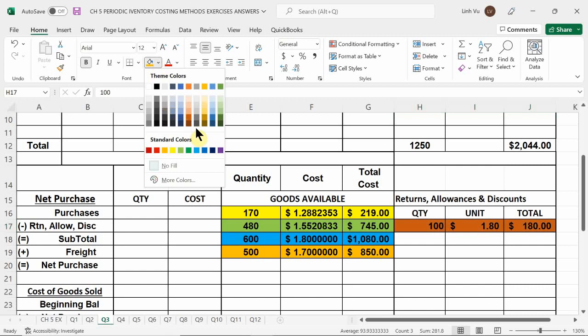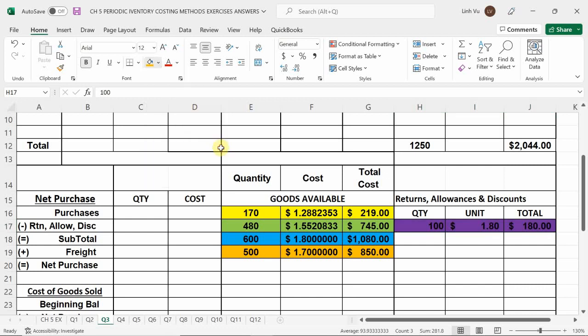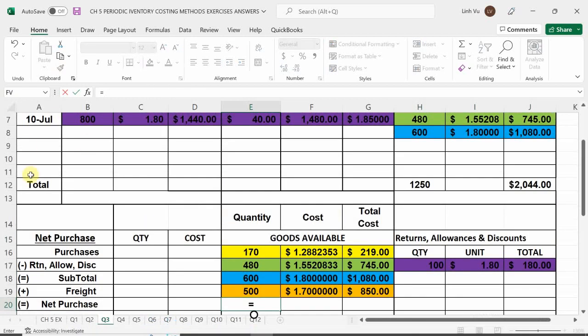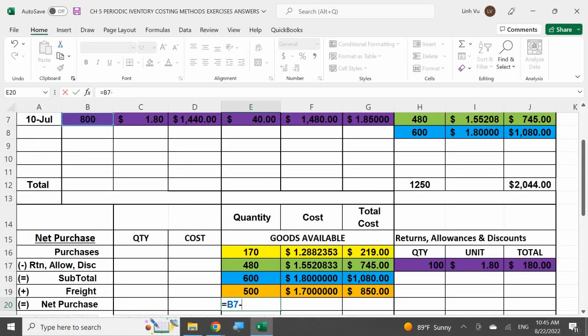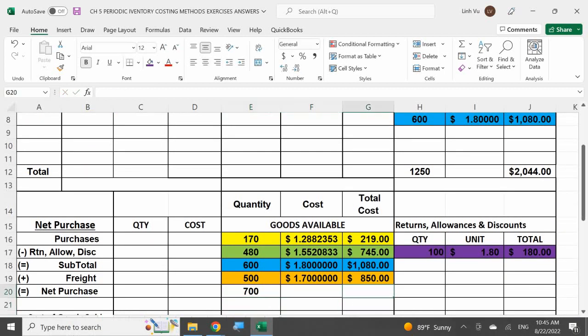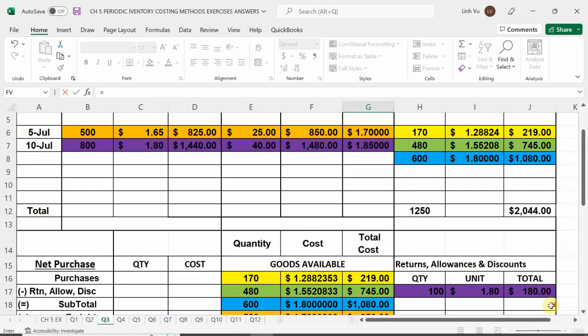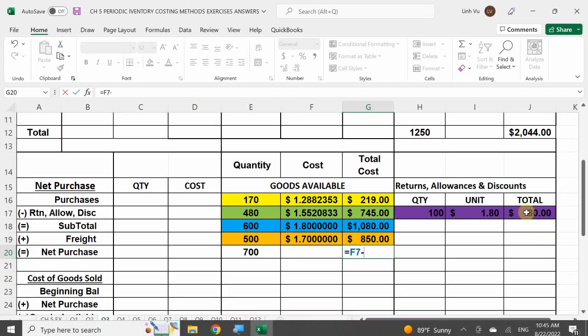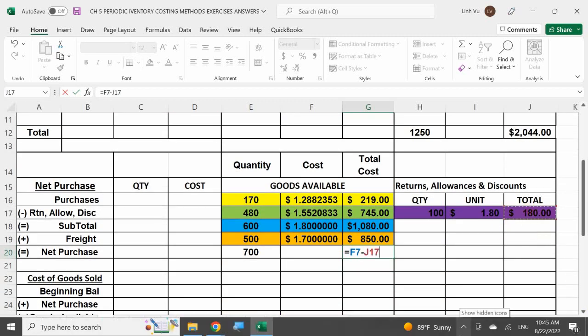So therefore, I can plug in my answers now, because I no longer have 800 units. I end up returning 100 of them, so I have 700 now. Now my total cost: I end up getting a refund. I originally was charged $1,480, but I end up getting a refund for $180. So how much should I actually be owing now?